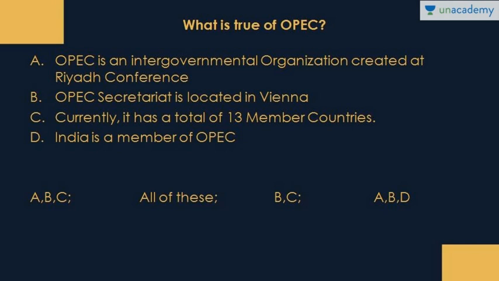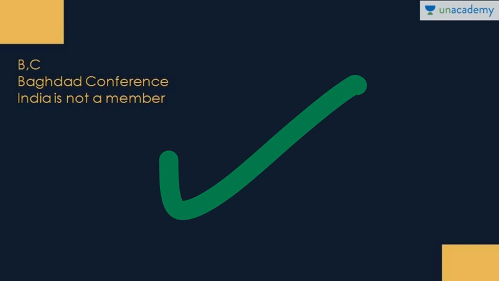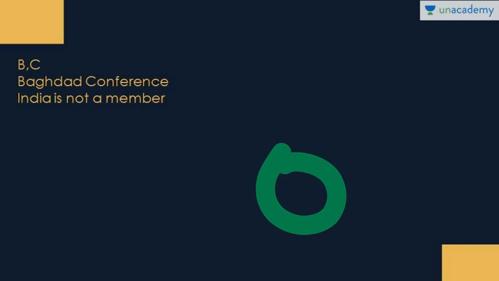Correct answer to this question is B and C. Both are absolutely true. It is located in Vienna. Earlier it was not, but then it was shifted to Vienna, and it has total of 13 member countries. It began with 5 founding members. And if you look at the first one, it was not formed via Riyadh conference, rather via Baghdad conference. And if you look at D, India is not a member of OPEC. So we here have B and C as the correct options. Also, do mention in the comment section where are the headquarters of OECD located and what does OECD stand for.